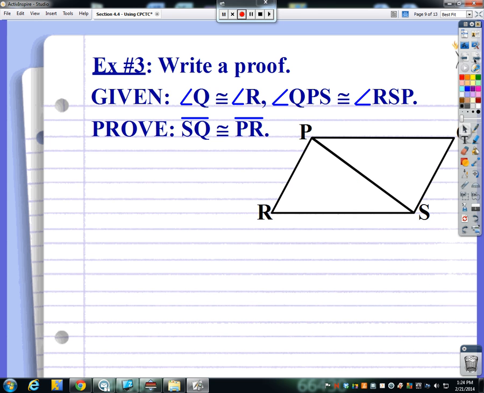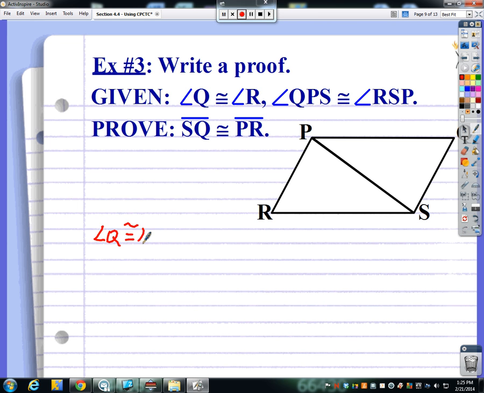Now we're going to look to see what a proof looks like with CPCTC. And at first you're going to be going, let's be grumpy and complainy. It's really not going to be that bad. Trust me. So first, given information.